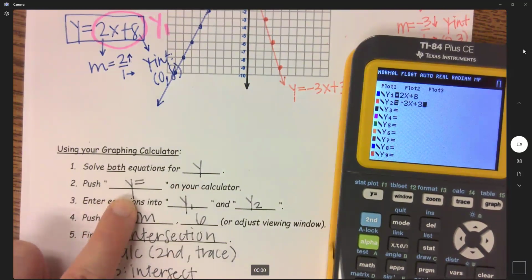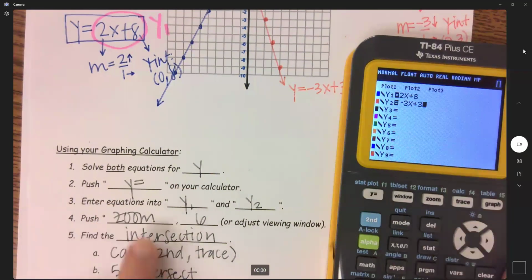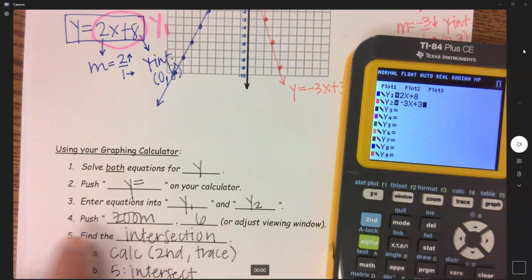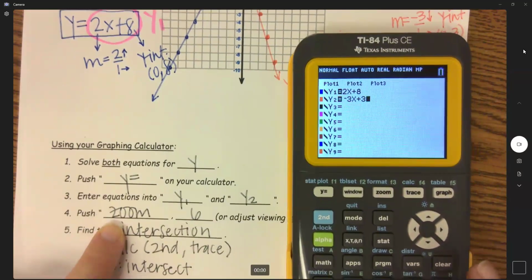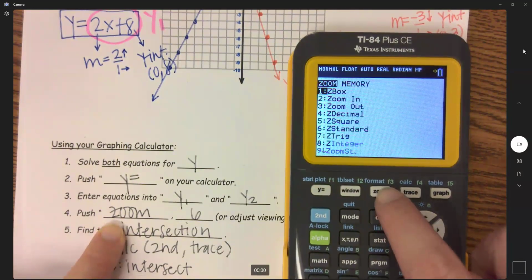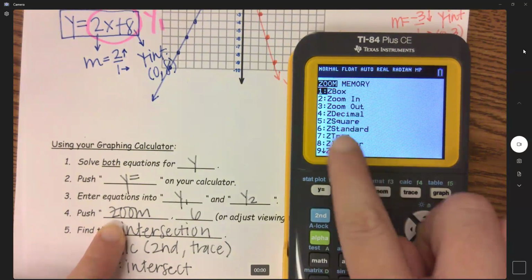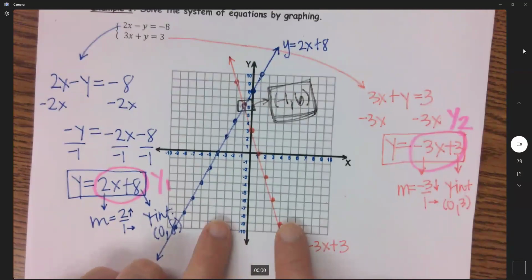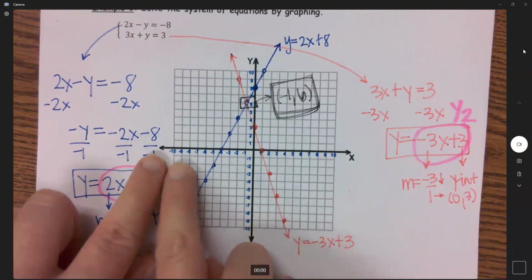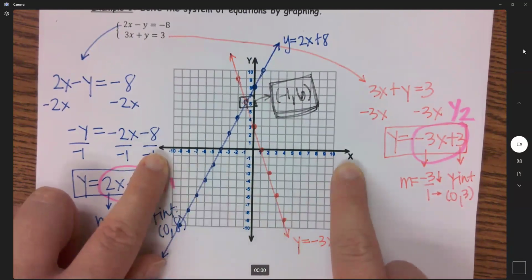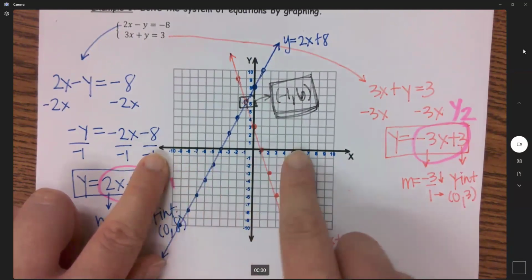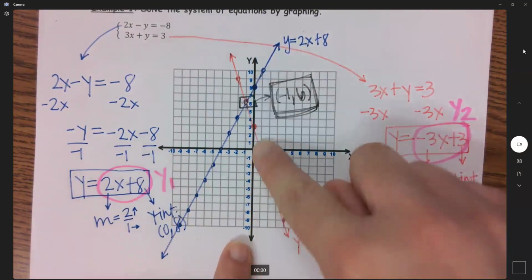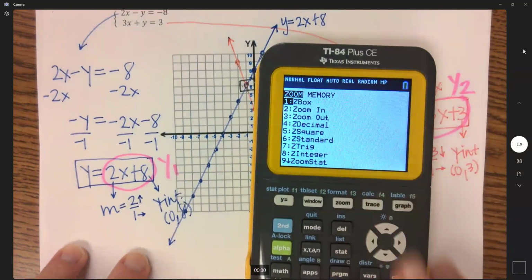Okay, so we have solved for y. We have pushed y equals. That's how we got to the screen here. We have entered our equations into y1 and y2. Check. Okay, so now step 4, we're going to push zoom 6. When you hit zoom, I'm going to hit 6, but 6 is that standard. And so what that's going to be is this right here is the standard graph. It goes from negative 10 to 10 on your x, with increments of 1, and negative 10 to 10 on your y, also with increments of 1.